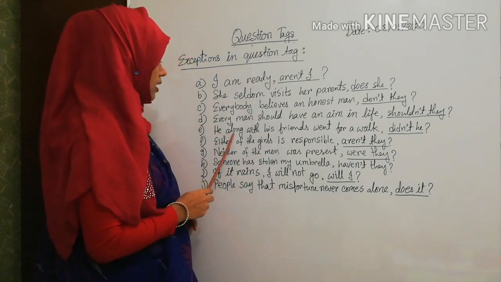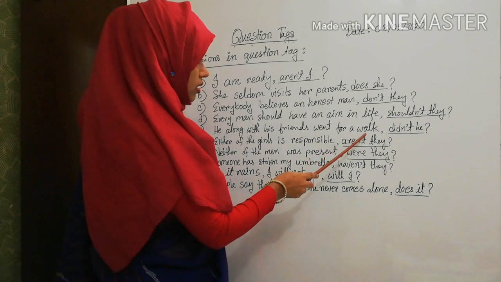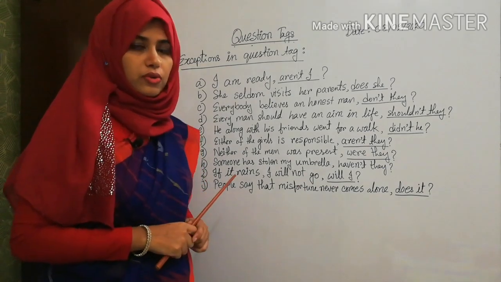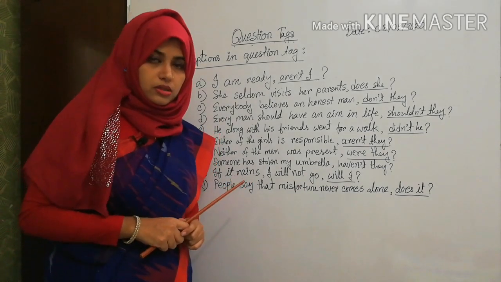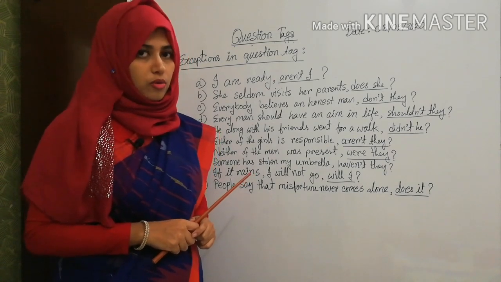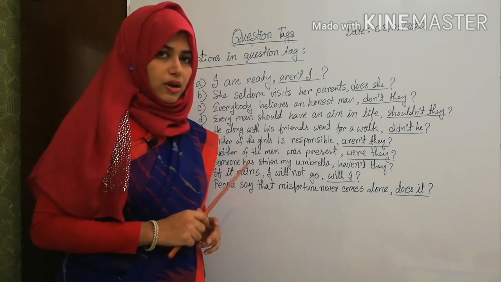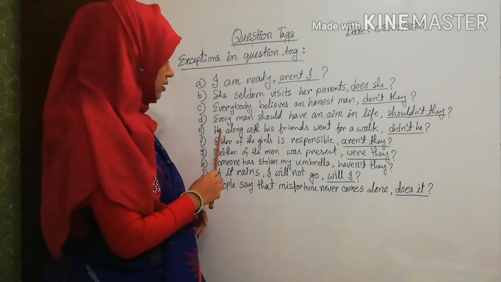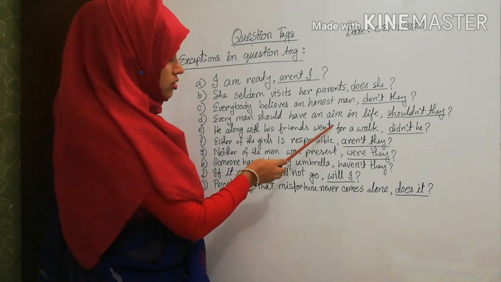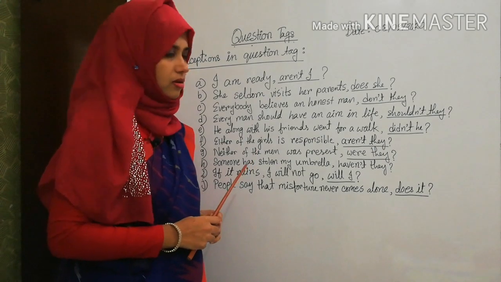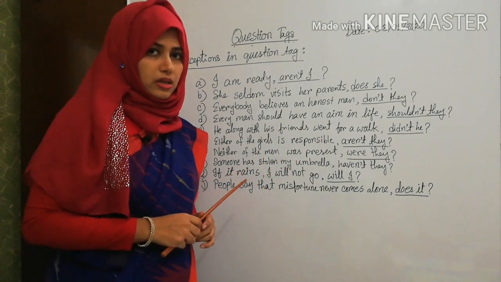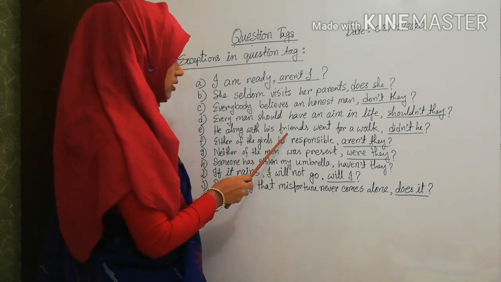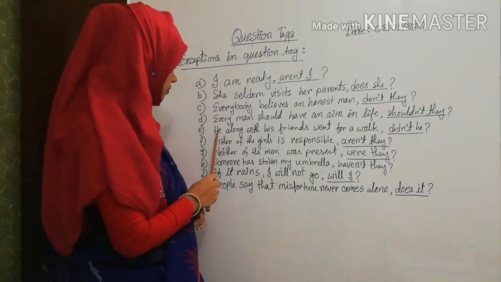And next one is: he along with his friends went for a walk, didn't he? In case of along with, there are some words like with, along with, together with, accompanied by. When you find these words, they contain two subjects and you have to take the first subject, and mostly you will get a past tense of the verb here to make you confused. So remember this, the tag will be done by the first pronoun, okay, the first one.